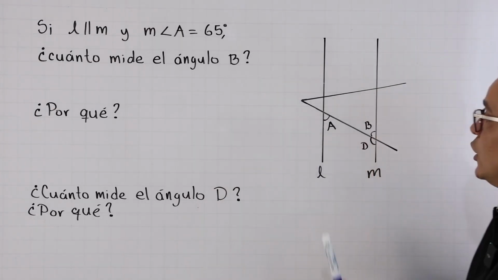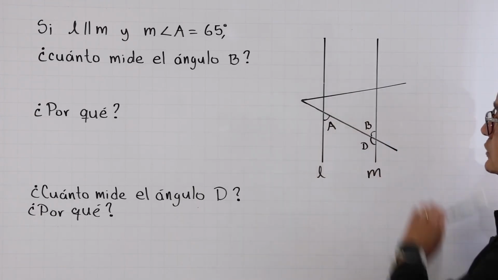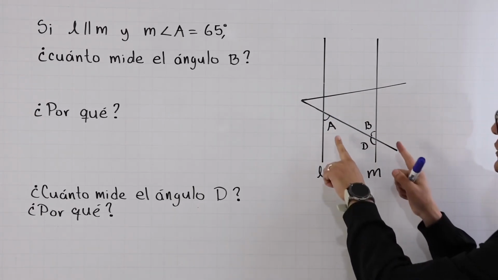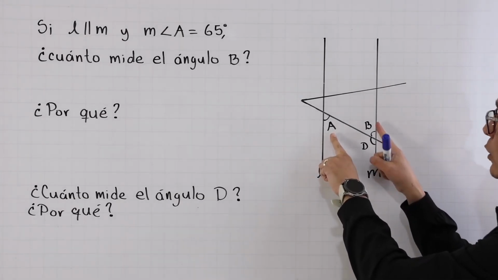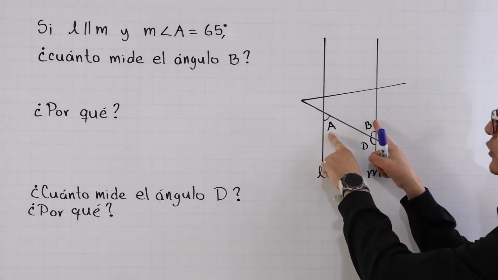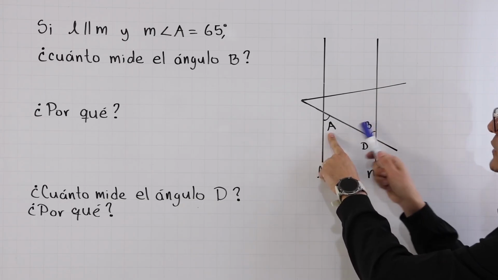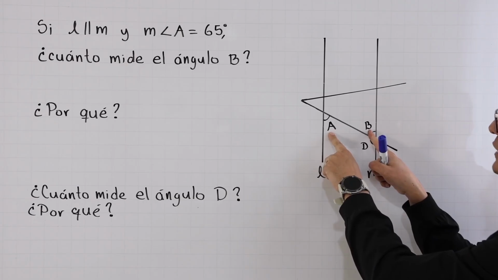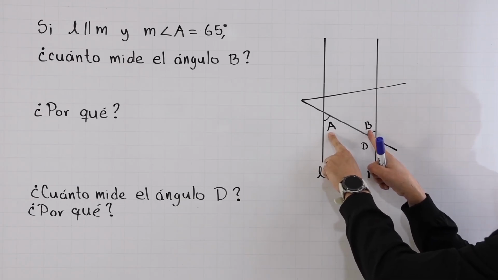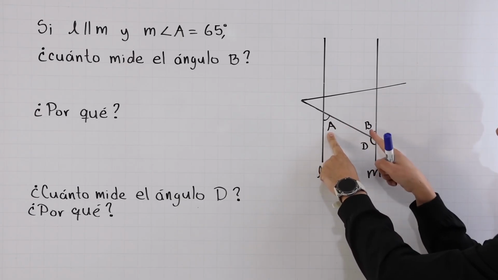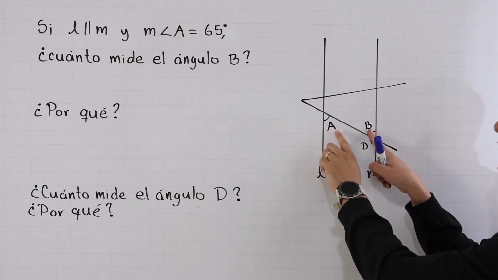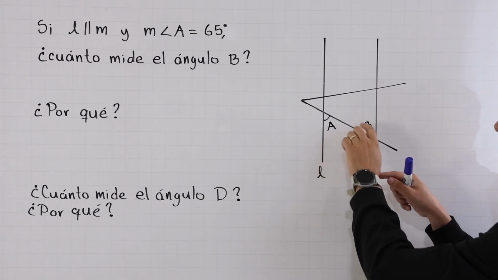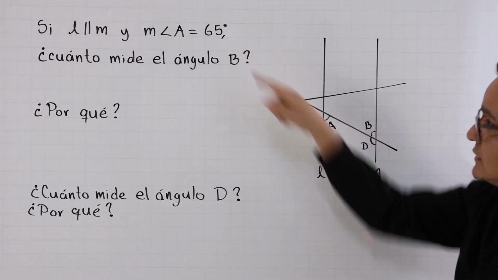Let's see. Look. Again, here we have the two parallel lines, and here we have the transversal, right? So, in this case, since I want to know the measure of angle B given the measure of angle A, let's look at the relationship between them. As you can see, here we have alternate interior angles. And as we mentioned before, since they are alternate interior angles, their measures are the same. Therefore, the measure of angle B will be the same as the measure of angle A. That is, angle B also measures 65 degrees.